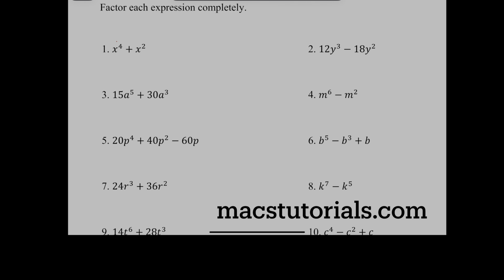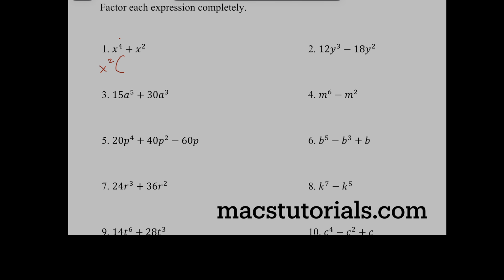Okay, the very first one, I have 4x's, I have 2x's. What's the same between them? Like what's the most I can pull out of both of them? And the answer is 2. I can pull 2 out of 4. I can't pull 4 out of 2. So x2, or the smallest exponent, is going to be what I'm going to pull out.